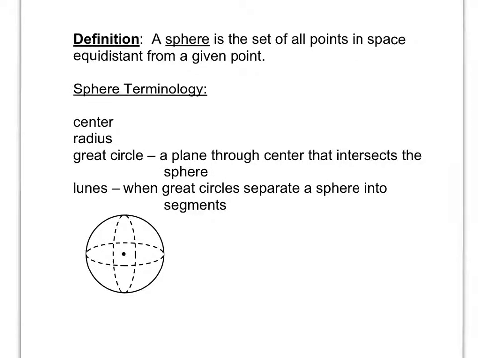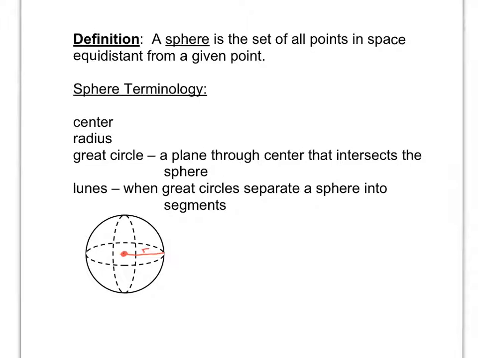Okay, this is the video that's on section 8.8. It's talking about spheres. Now, a sphere is the set of all points in space that are equidistant from a given point. So when we talk about spheres, a sphere will have a center. It will have a radius, which is the distance from the center out to the edge.